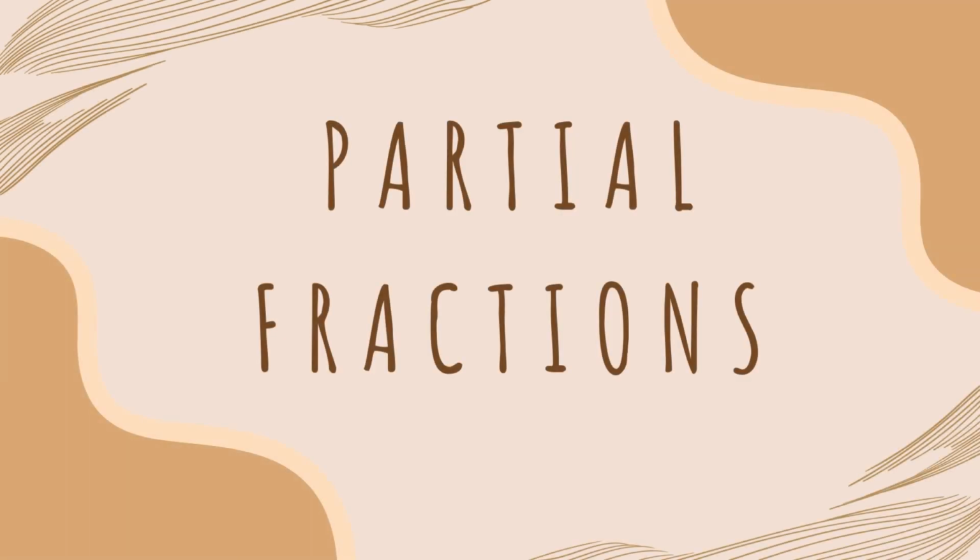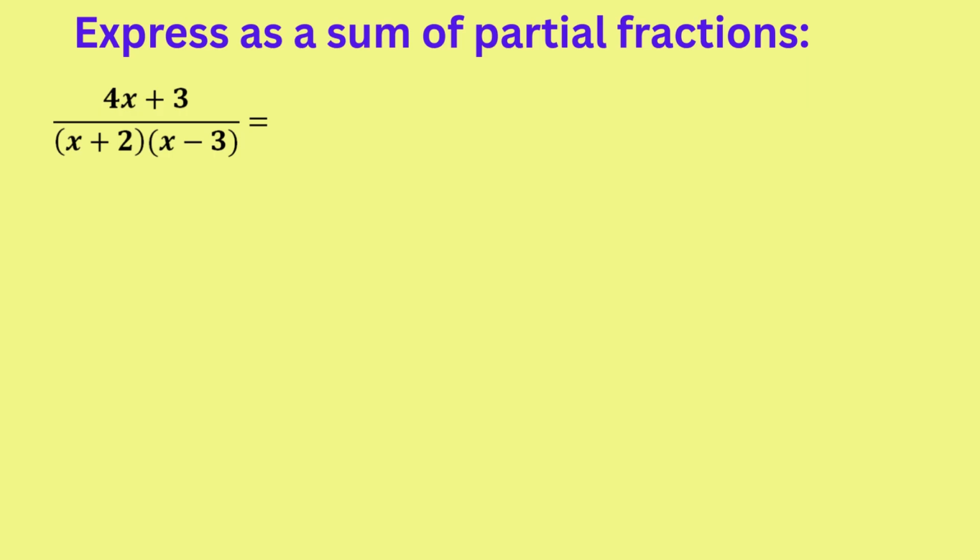An algebraic fraction can be broken into smaller parts called partial fractions. In this video, we'll explain how this process is carried out. In this example, we can clearly see that the component parts must have denominators of x plus 2 and x minus 3. So we can equate the expression to a over x plus 2 plus b over x minus 3, where a and b are real numbers.